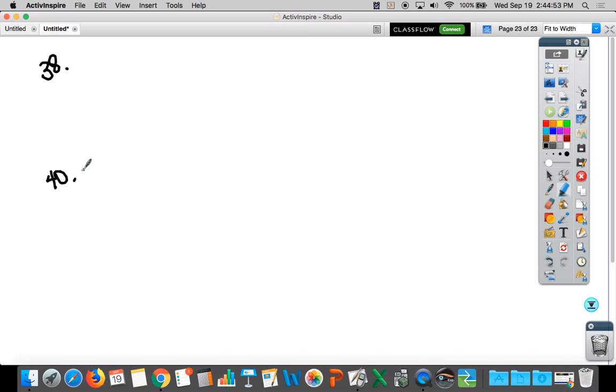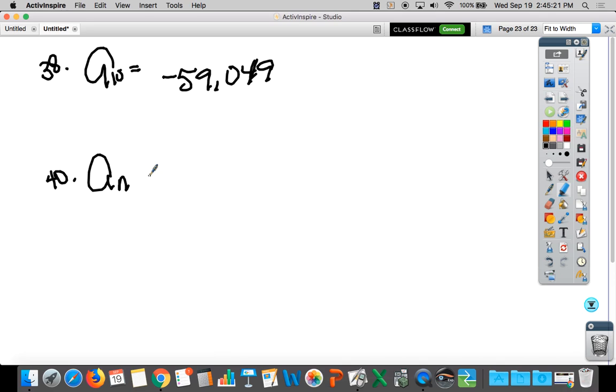One bad thing is if you get off on one number, it's going to affect your outcome, so you need to be extra careful or go back and check. On 38, what were you doing to the previous number each time? Multiplying by 3. So your 10th term is negative 59,049. And on 40, you're multiplying the previous term by negative 2, and it's 1536, your a sub 10.